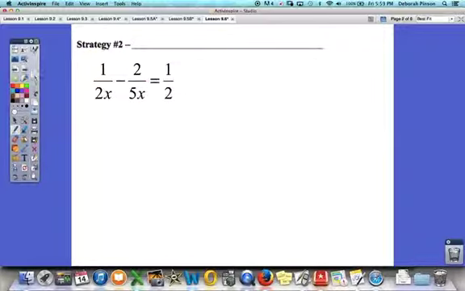Okay, your second strategy is if you have more than just one thing on each side of the equal sign. So here you'll see you've got two terms. You can't do strategy 1, you can't cross multiply. So strategy 2, I'm going to write it out, and then you'll see what I mean in a second, is to clear out the fractions. And then you should have something left that you can solve. So then solve.